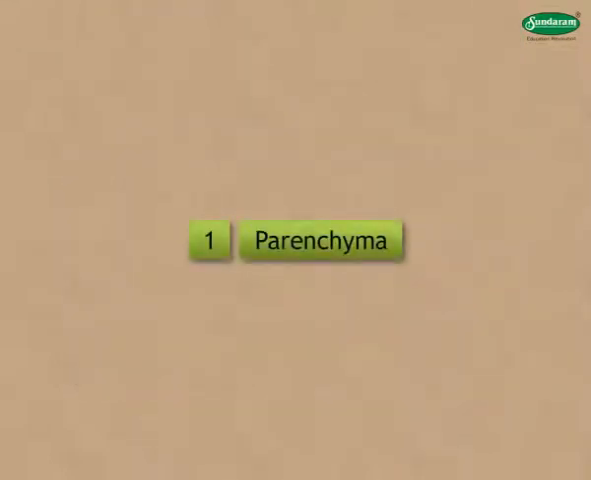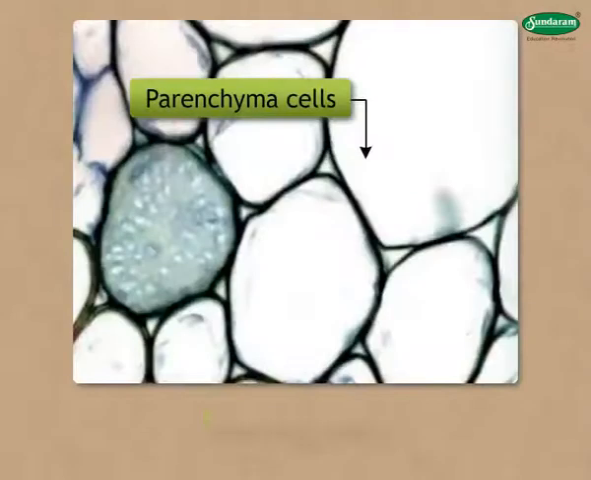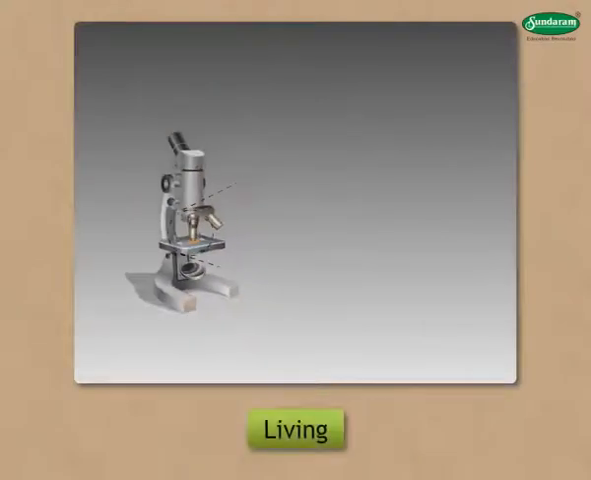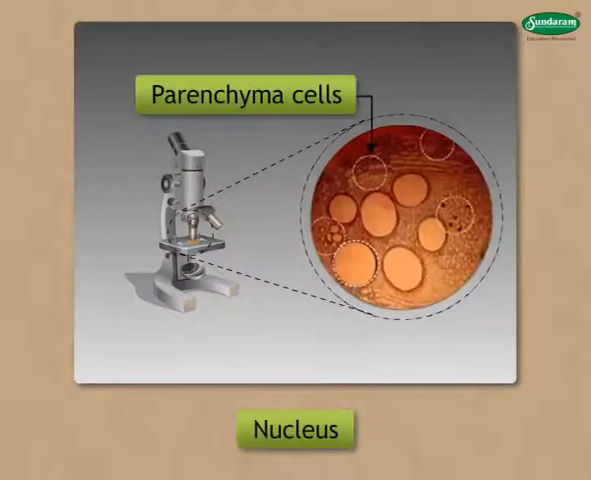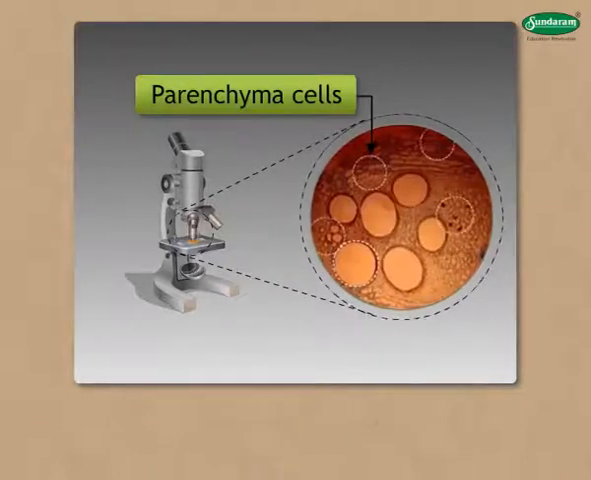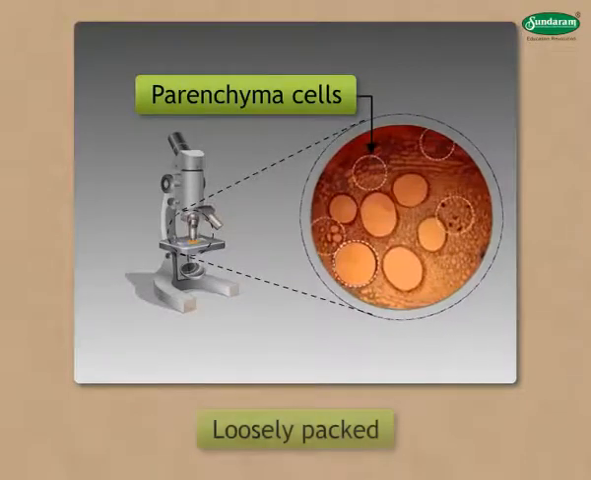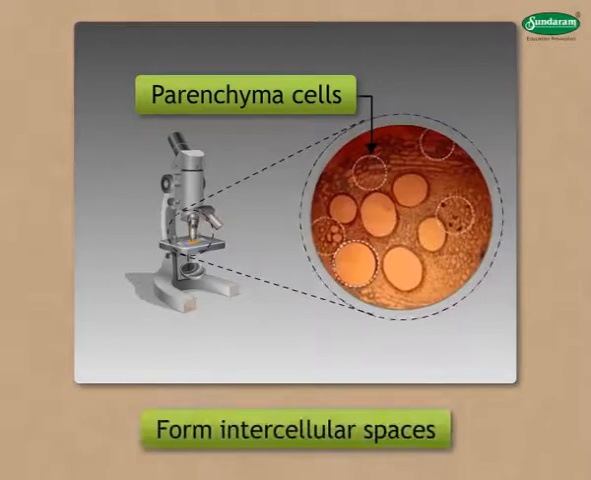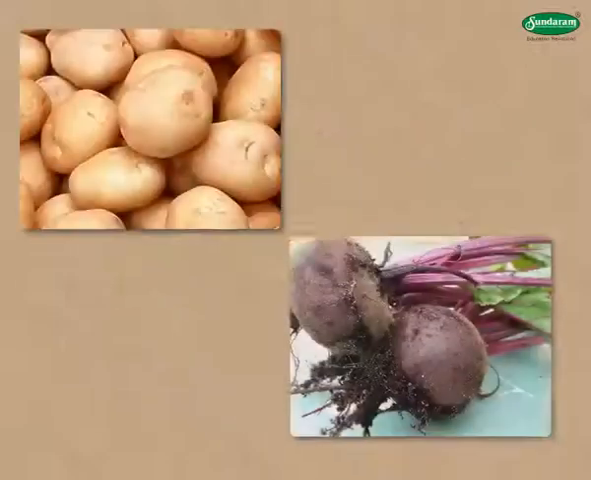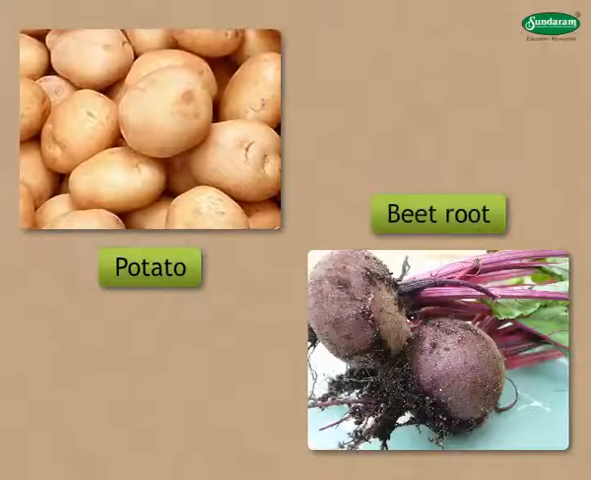1. Parenchyma. Its cells form basic packing tissue. The cells are living, possess nucleus, are thin-walled and unspecialized. They are loosely packed and therefore form intercellular spaces. This tissue stores food as in potato, beetroot, etc.